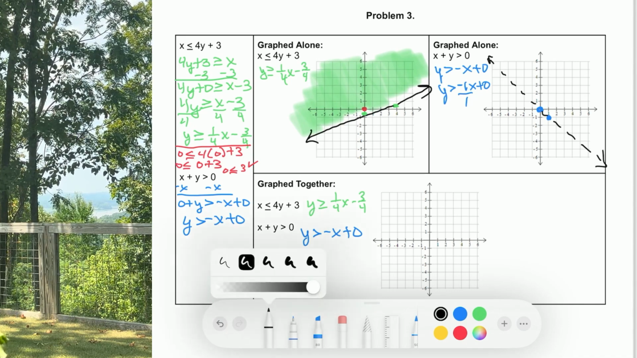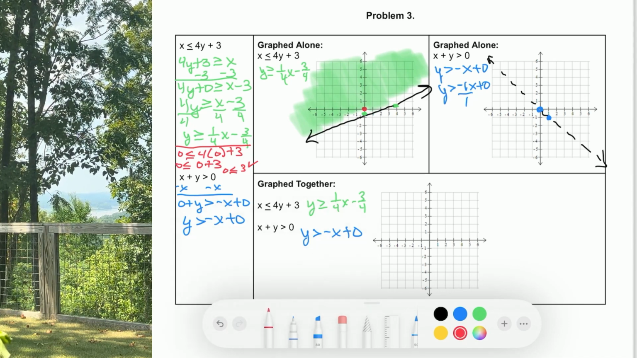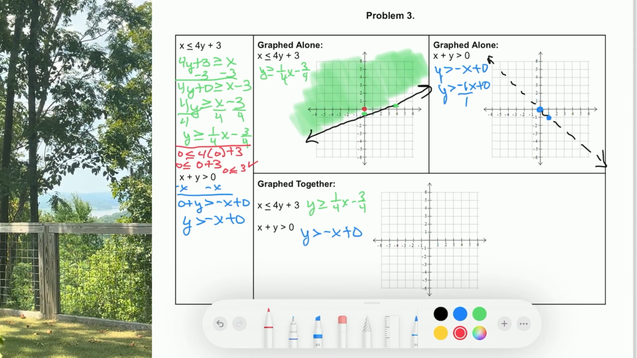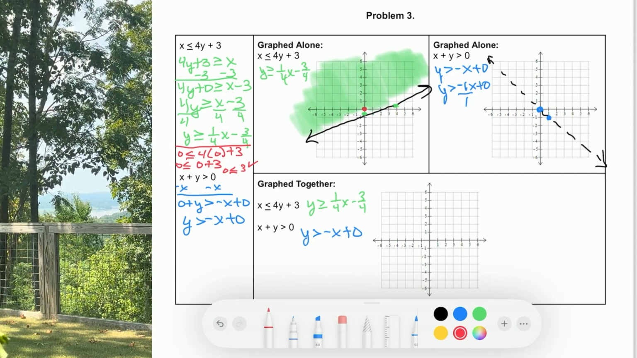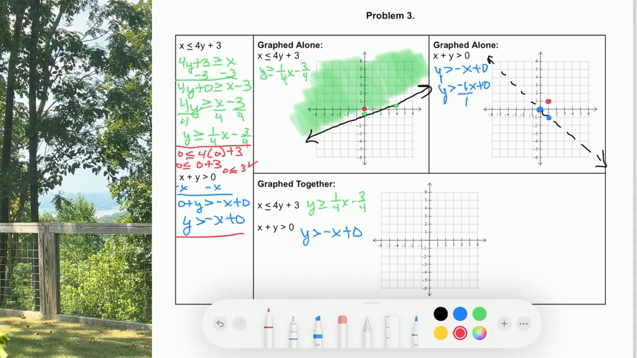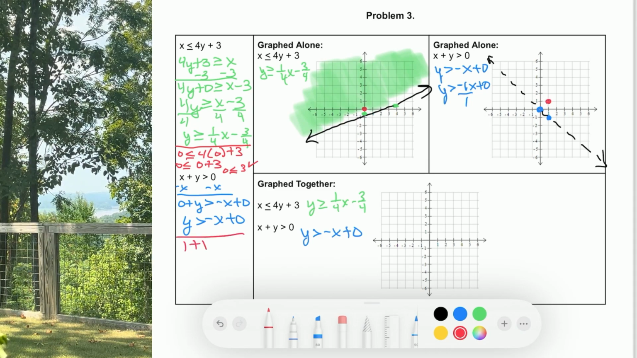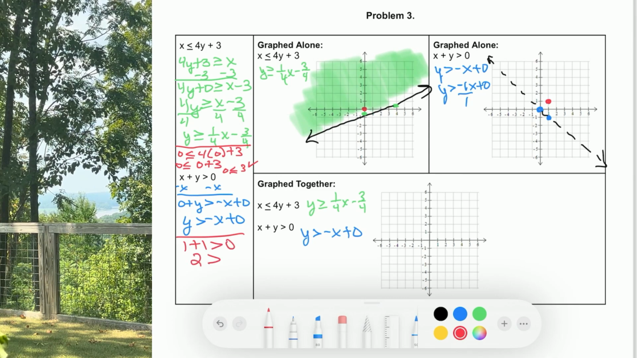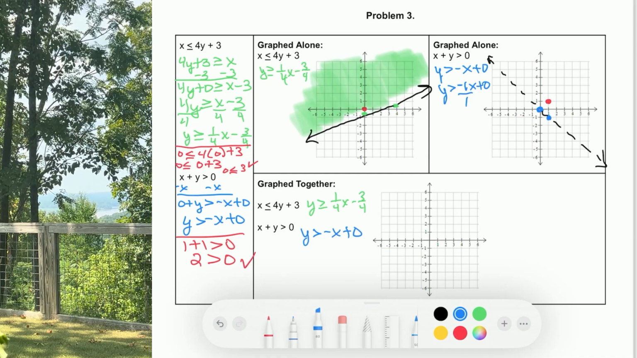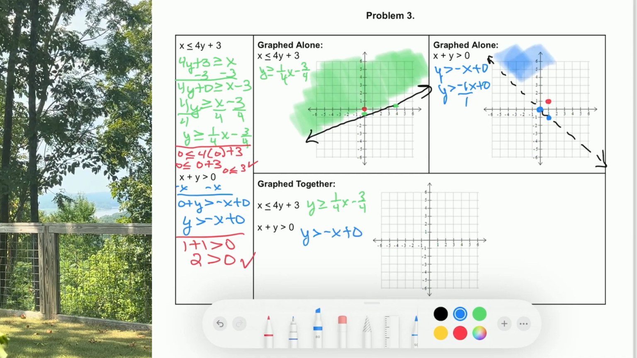Since my origin is part of my line, I can't use 0, 0. So I need to use a different coordinate. I'm going to use 1, 1. So I'm going to use this one here. So if I say 1 plus 1, that becomes 2 is greater than 0. That is true. So my shading is going to be on that side with that coordinate that I chose.